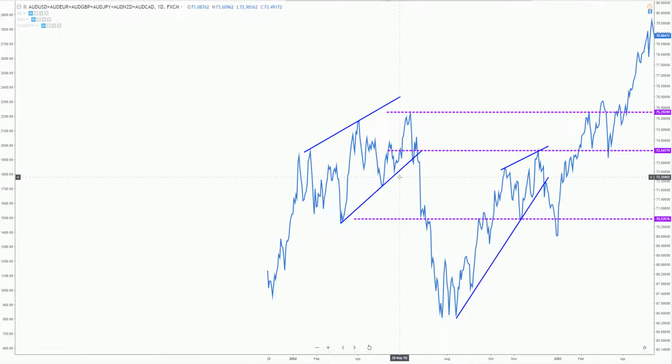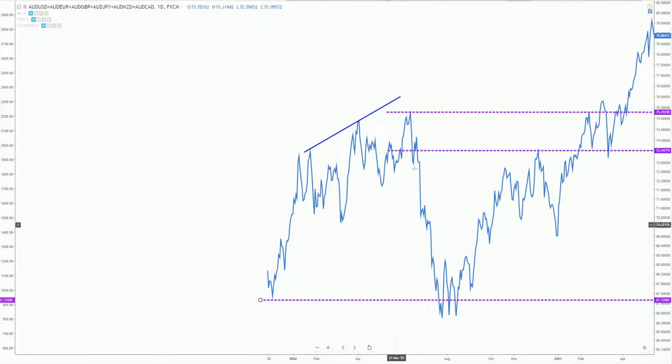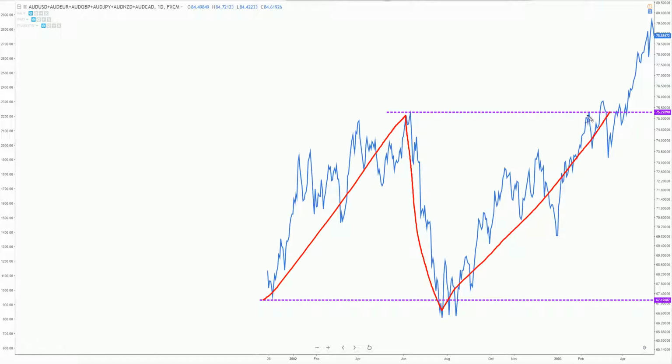Well, it's a very simple pattern. Just take this out. Take this out. And you can see it. It's 1, 2, 3. It's a flat, right? 1, 2, 3 flat, and it breaks out.